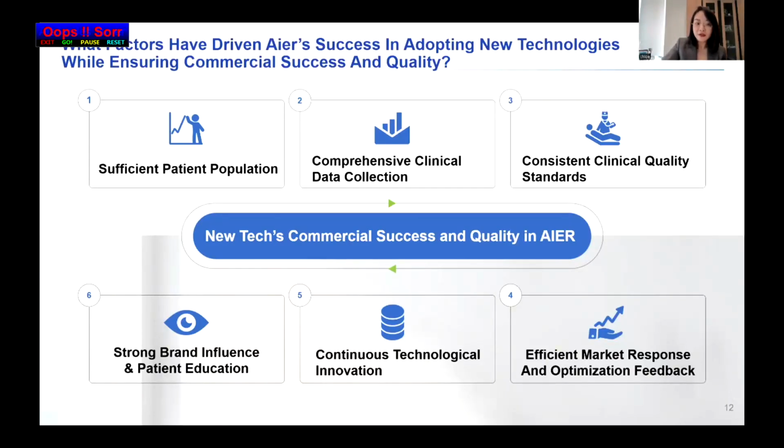I think there are 6 factors which are very important. First of all, we have a sufficient patient population, we have comprehensive clinical data collection, and we constantly improve our clinical quality standard. And also, IOL has a very strong brand influence, and we contribute a lot to patient education programs. And also, with continuous technology innovation and efficient market response to optimizer feedback, it helps us to bring those new technologies to the market.